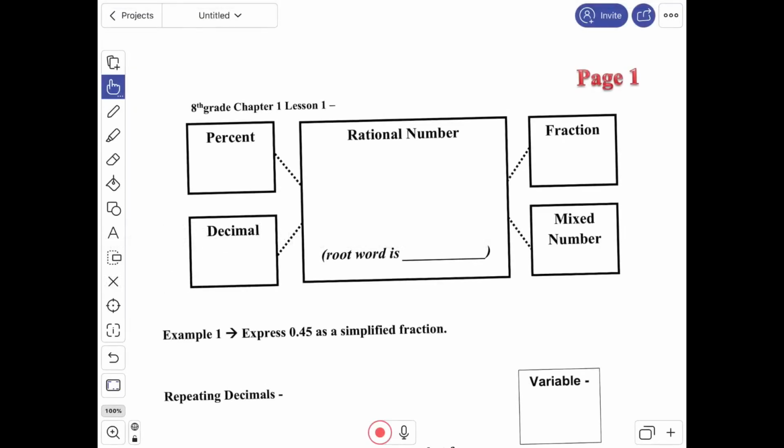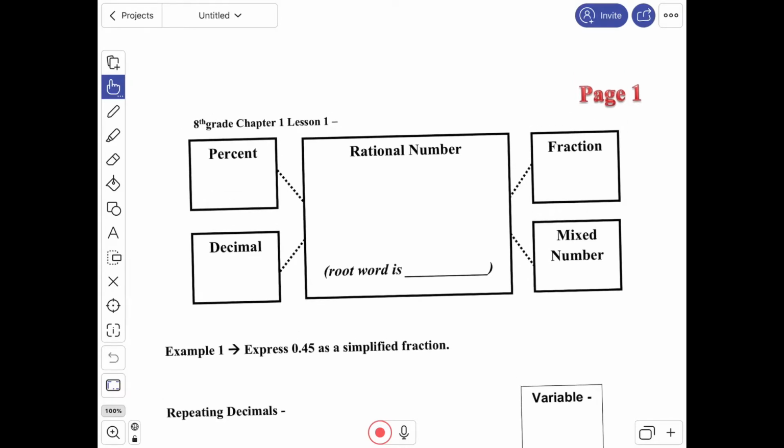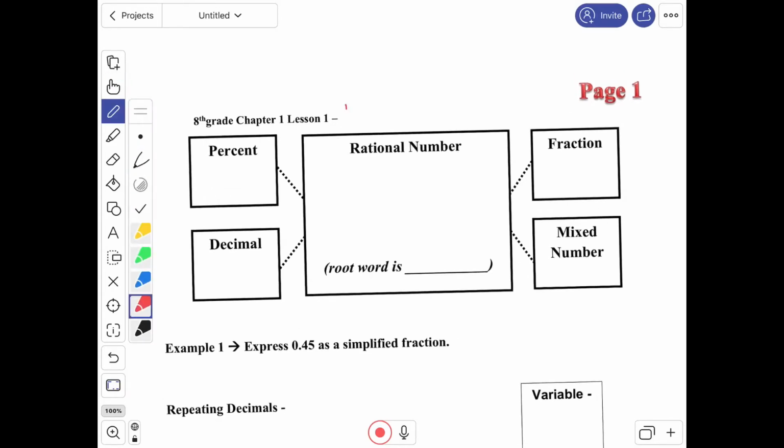Okay, today we start actually the 8th grade work. Very excited, our first 8th grade lesson. And it is about rational numbers.